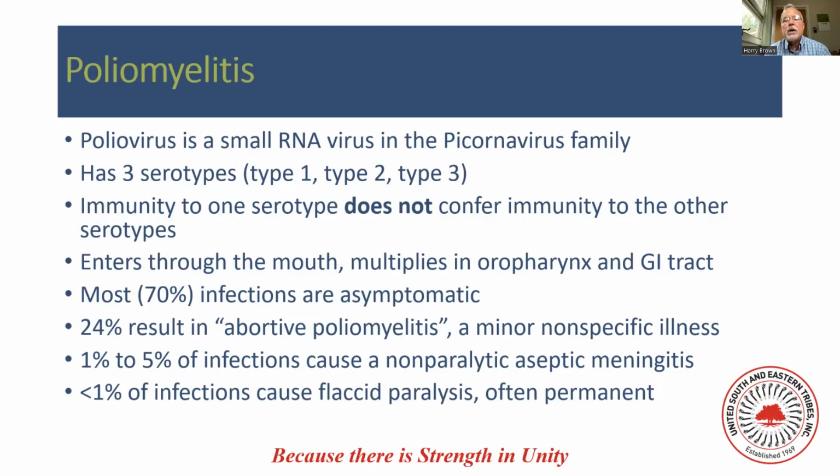But anyway, the polio virus comes in through the GI tract, through the mouth, multiplies in your GI tract. About 70% of infections will be totally asymptomatic. Another 24 or so percent just result in a minor cold-like non-specific illness. But about anywhere from 1 to 5% of infections will give you a non-paralytic aseptic meningitis. And then a little less than 1% of infections cause the paralytic form, causes a flaccid paralysis, which is often permanent.